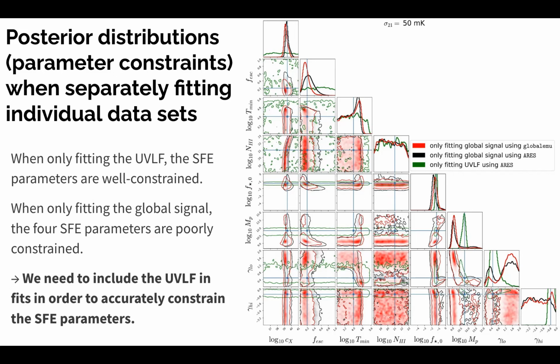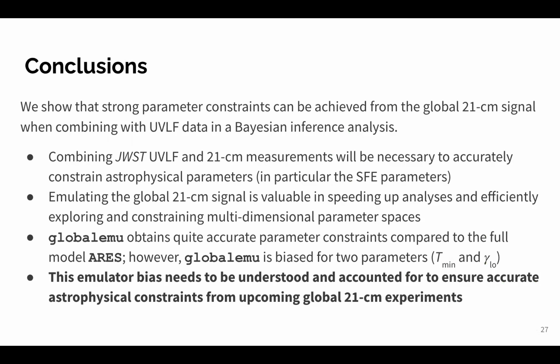So now we've talked about all the constraints that we get from these analyses. So I'll wrap up with conclusions. We've been able to show strong parameter constraints can be achieved on this 8-dimensional parameter space in a Bayesian inference analysis when combining UVLF data with the global signal. And so in the future, combining JWST UVLF measurements with 21 centimeter measurements will be necessary to accurately constrain certain astrophysical parameters, in particular those SFE parameters, as we looked at.